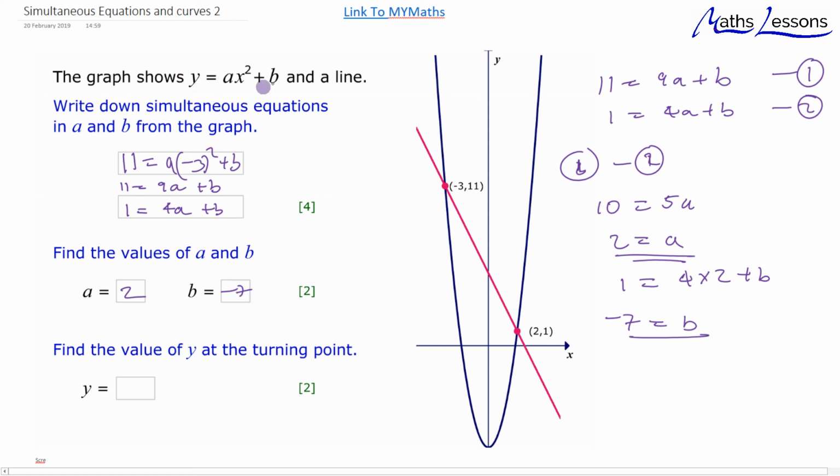Now put that into the equation up here. So we've got y equals ax squared plus b, so it's 2x squared, plus b, which is minus 7. And that is our equation. Now what this tells us here is that when x equals 0, we've got the turning point. So put 0 into this. 0 squared is 0, 2 times 0 is 0, and so therefore y equals minus 7 is the value of y at this turning point.